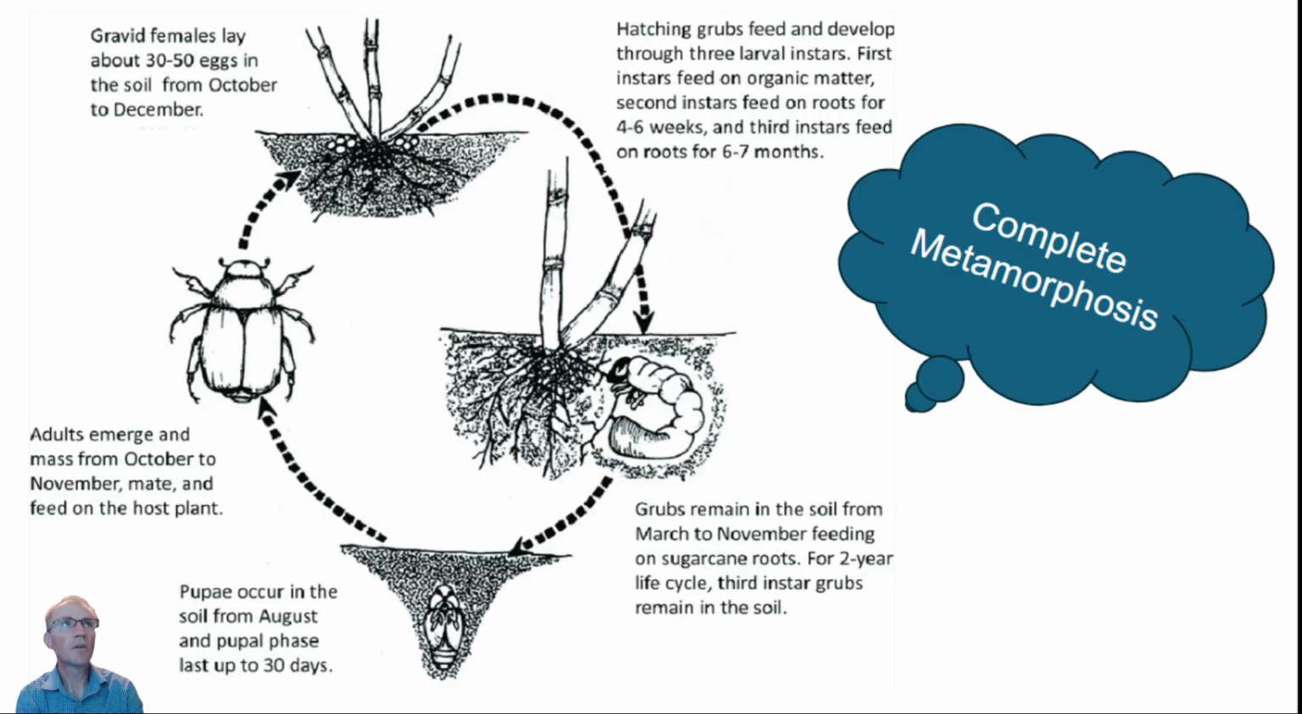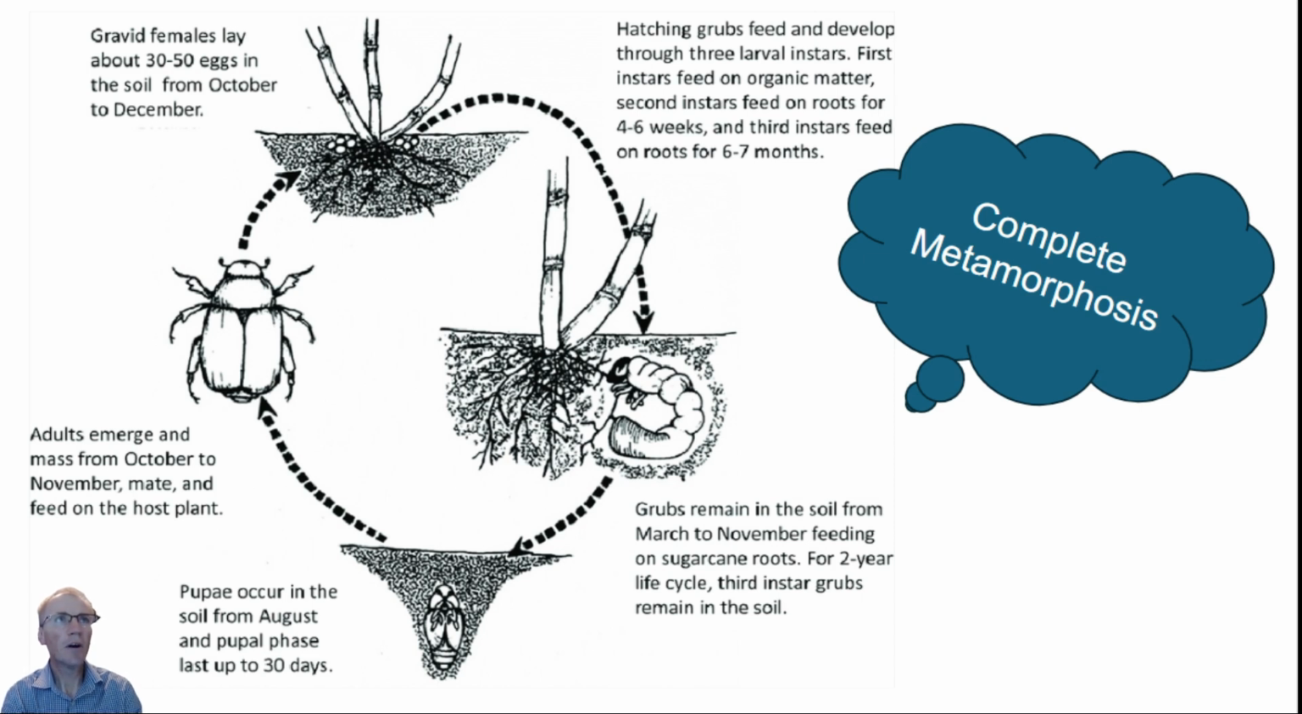Lawn beetles go through complete metamorphosis. It's important to note that gravid females lay about 30 to 50 eggs in the soil from October to December. Hatching grubs feed and develop through 3 larval instars. First instars feed on organic matter, second instars feed on roots for 4 to 6 weeks, and third instars feed on roots for 6 to 7 months.